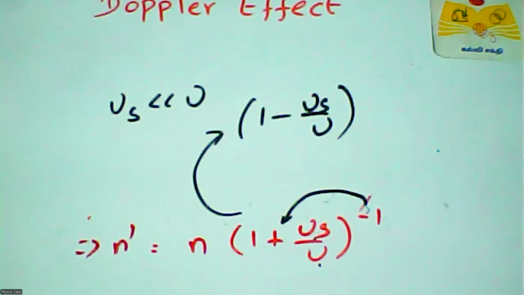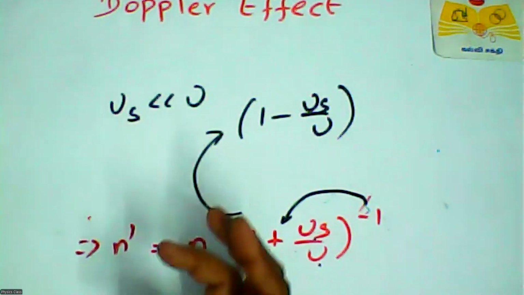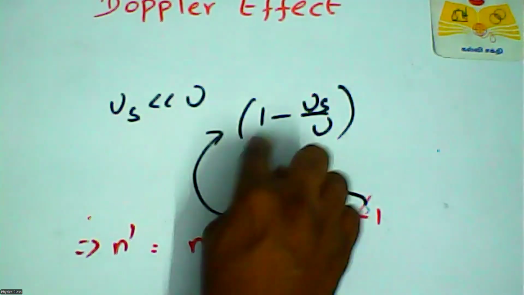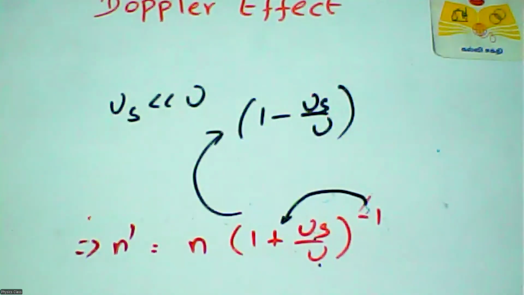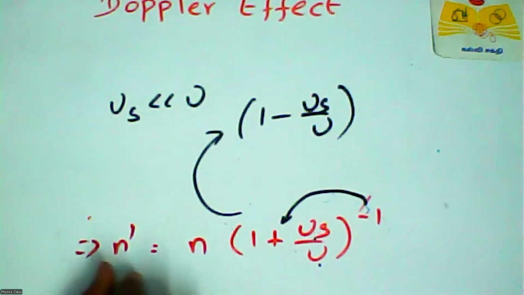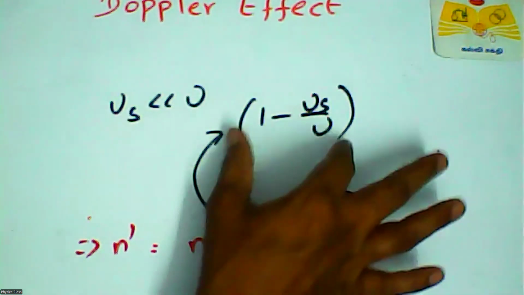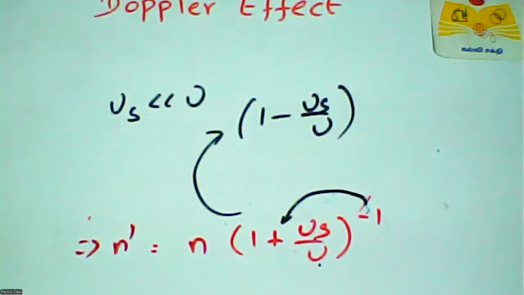So the apparent frequency of the sound as heard by the observer is n dash equal to n into 1 minus Vs by V. This is the apparent frequency. N dash means apparent frequency, and N means the original frequency. Already I told you, the source frequency. So apparent frequency means original frequency times some quantity, that is, 1 minus Vs by V.